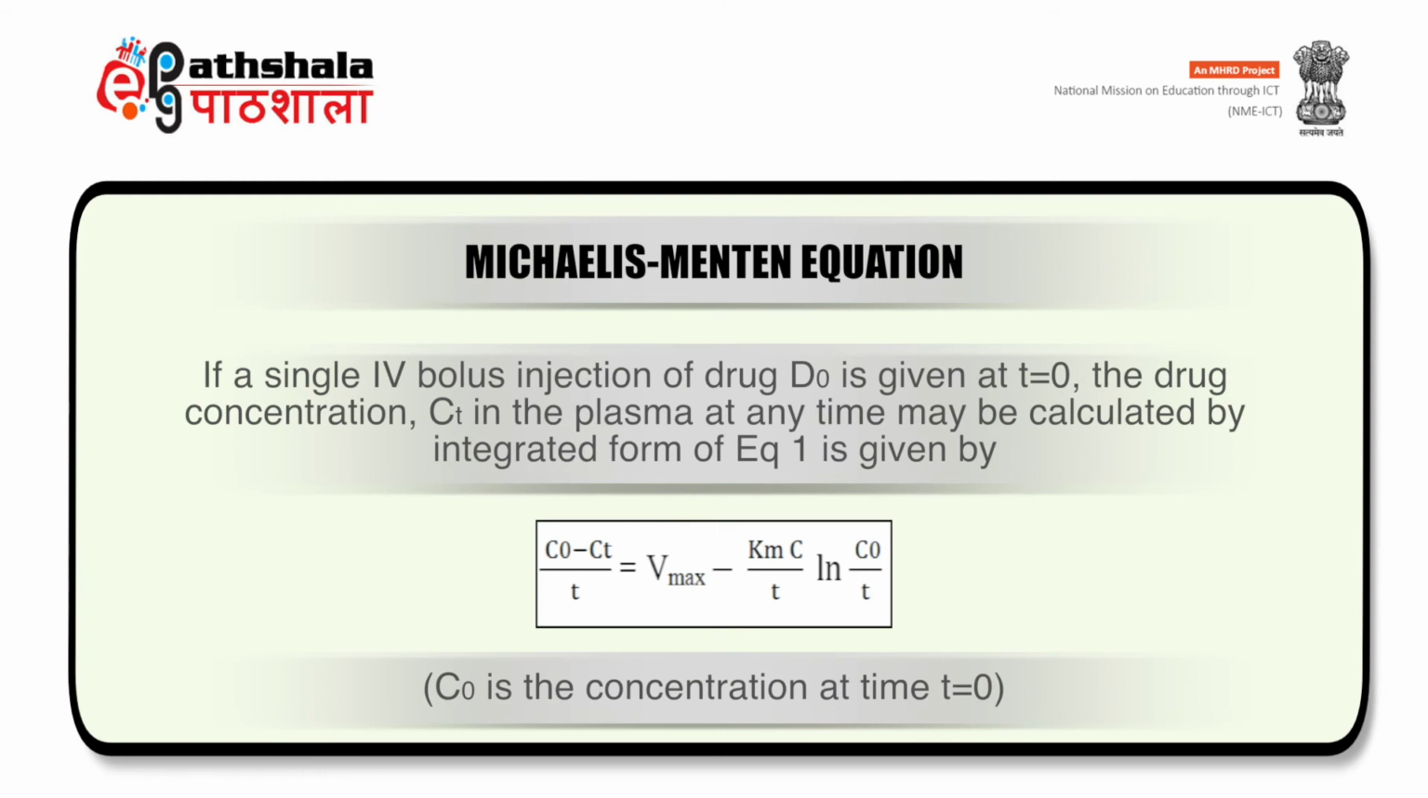If a single IV, that is intravenous bolus injection of drug, is given at a dose level of D0 at time T0, the drug concentration, that is the CT, in the plasma at any time T can be calculated by an integrated form of the Michaelis-Menten equation.